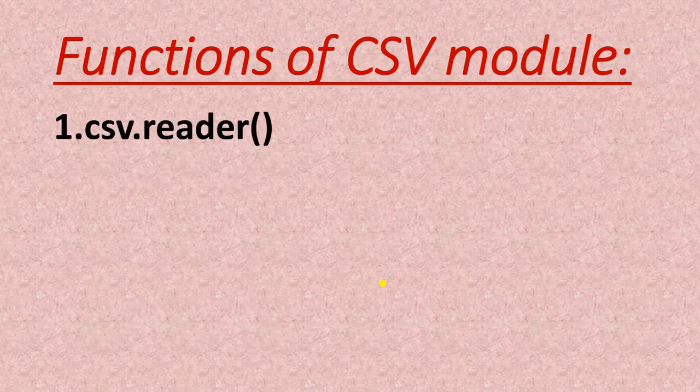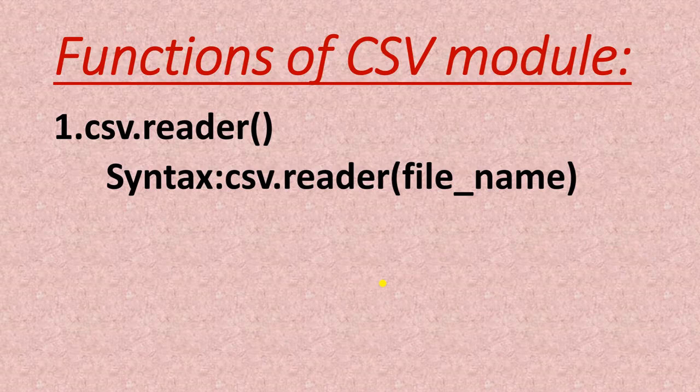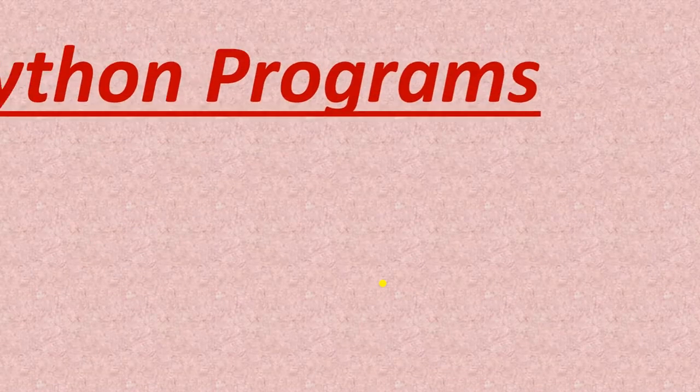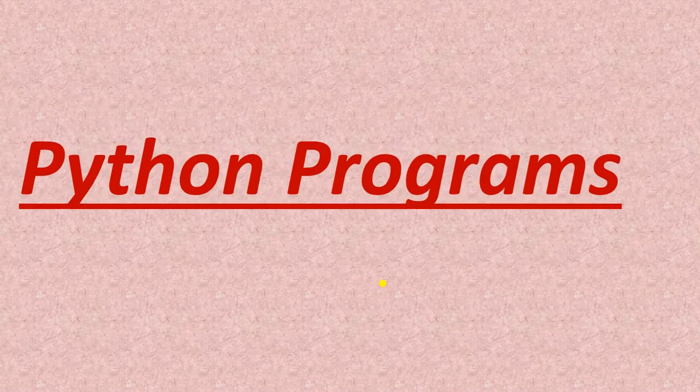The first one is csv.reader, to read from the file. Here is the syntax: csv.reader and the file name. You have to write the object. Next, csv.writer. This is csv.writer and then the file name. This is the syntax. So the next is Python program. So we will work with CSV file by using Python.